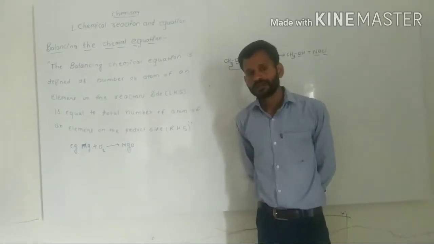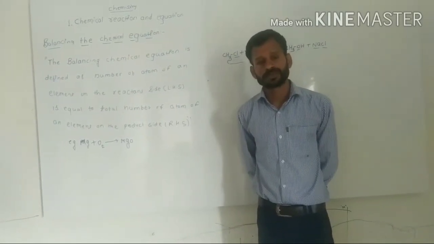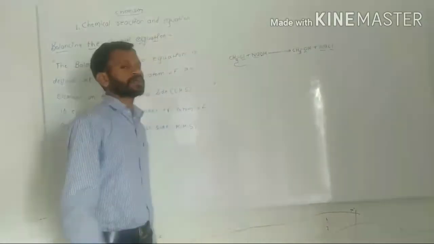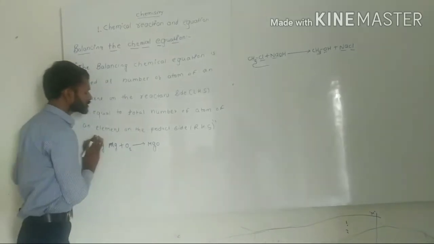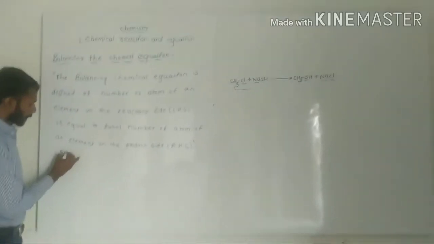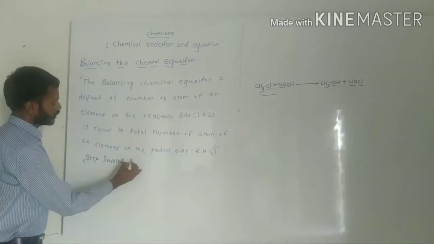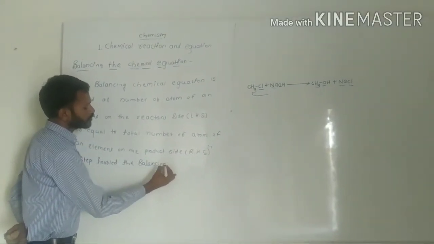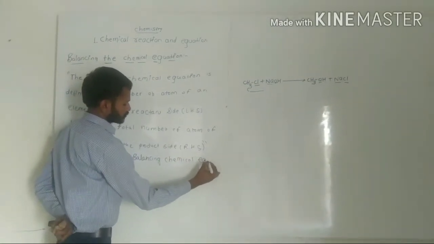And here we have to study the steps involved in balancing the chemical equation. When the reaction is unbalanced, we try to balance the chemical equation by using some important steps. So our concept is the steps involved in balancing the chemical equation.